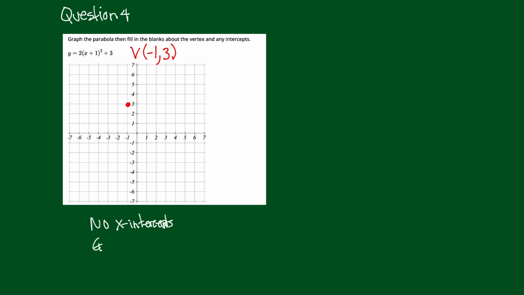But we can do what we can to get the y-intercept. Now the y-intercept is going to be where x is equal to 0. When x is 0, we get where we cross the y-axis. So let's just let x equal 0 in here. I'll write the equation here: y is equal to 2 times the quantity x plus 1 squared plus 3.